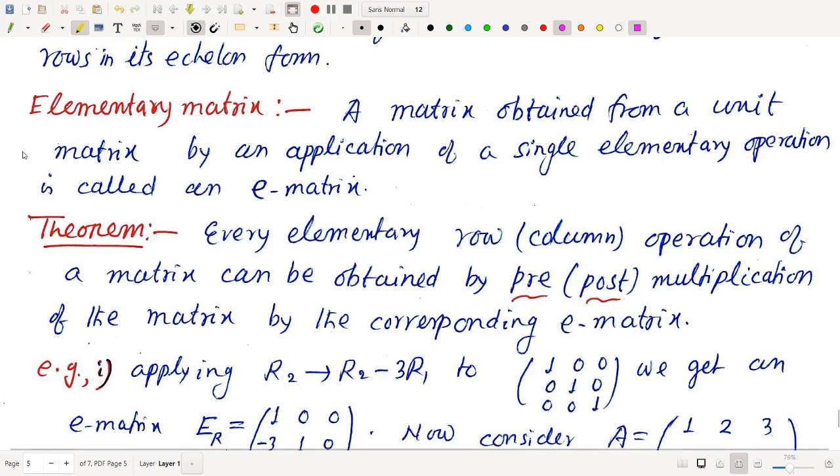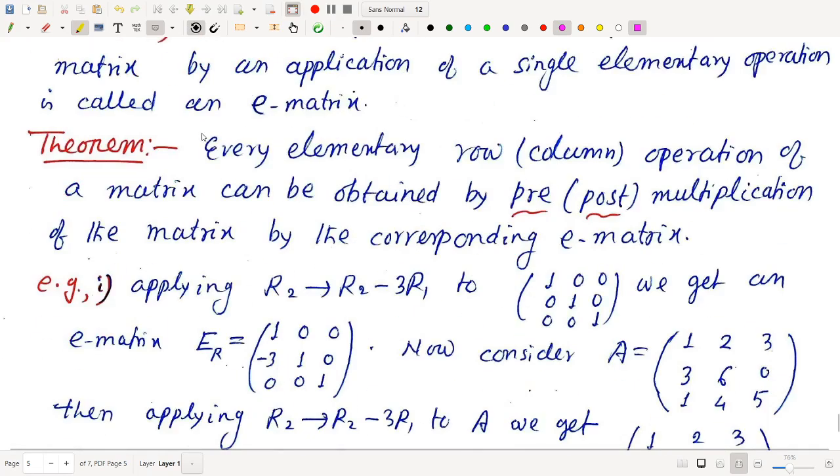Now another definition, elementary matrix. A matrix obtained from a unit matrix by an application of a single elementary operation is called an E matrix or elementary matrix. Elementary matrix, in short, E matrix. A matrix obtained from a unit matrix. What is a unit matrix? You know. By an application of a single elementary operation is called an E matrix or elementary matrix.